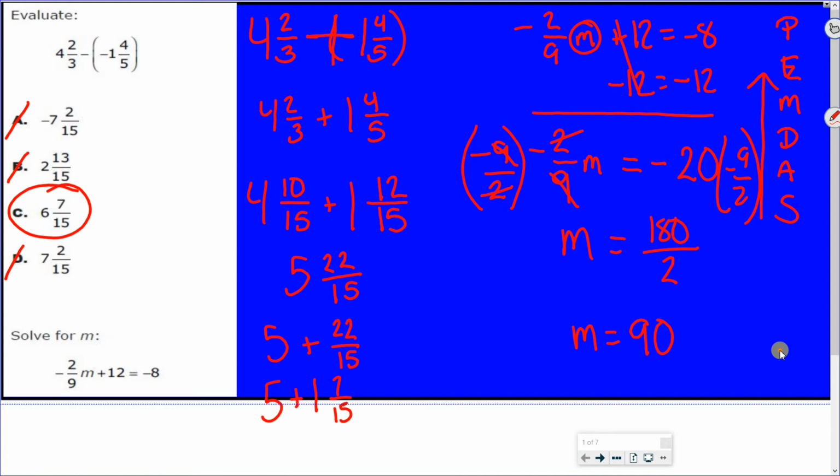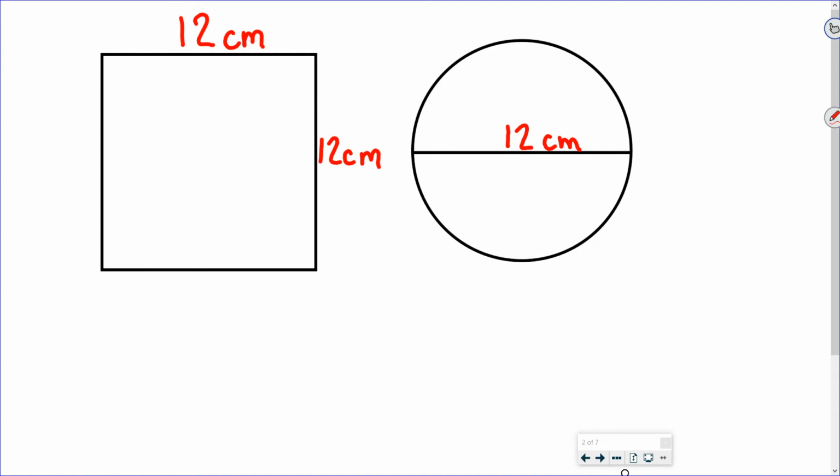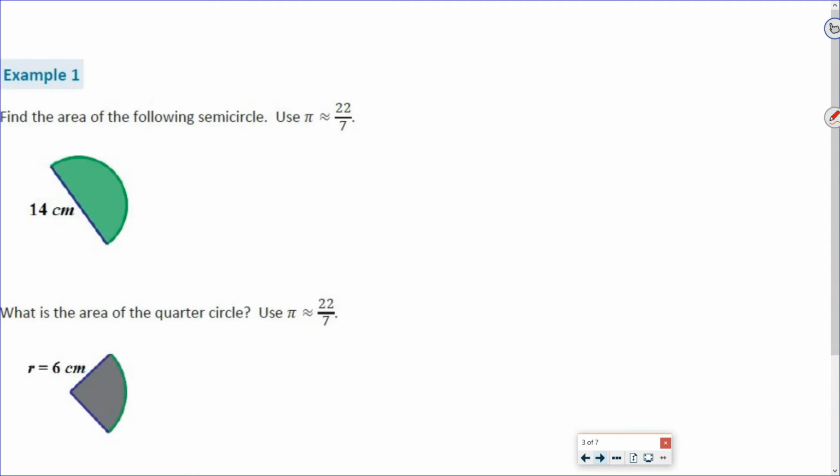Now you can check to make sure. Use your calculator, plug it in, do some multiplying, do some dividing, some adding, subtracting, find the answer. But I'm telling you, that is the correct answer. M equals 90. All right. Now you can pause the video if you didn't finish writing this down, but we're going to continue on. We're going to move on to the next problem.